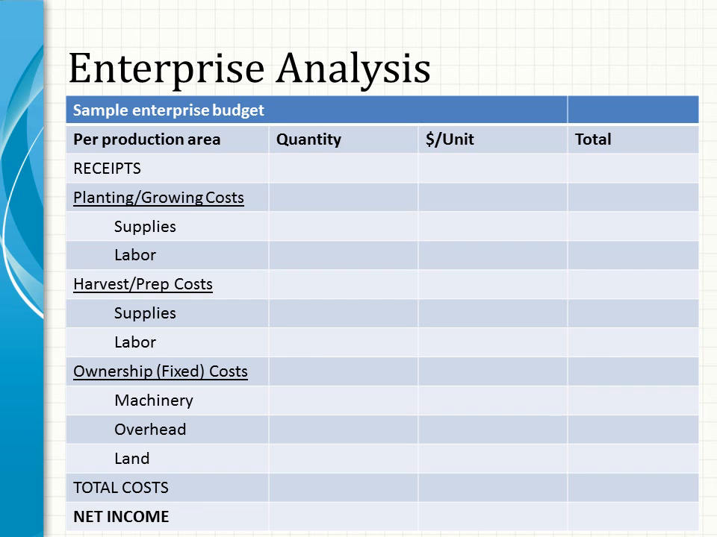These different categories of cost, the planting and growing, harvest and prep, and ownership or fixed costs, will add up to your total costs. And by subtracting your total costs from your total receipts, you will receive net income. And you'll need to divide that over the number of units you are trying to find a price for. So you can calculate those per year and per unit.